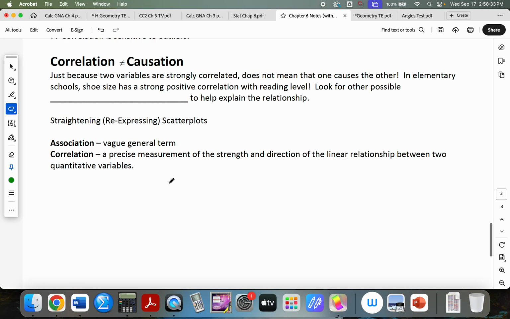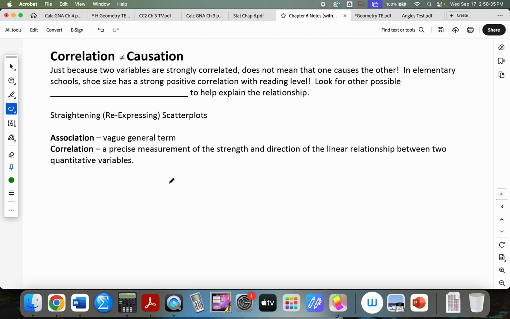All right, so some things to be careful of. The main one being this one. Correlation doesn't mean you're going to have causation. Just because your correlation is nearly 1 or nearly -1 doesn't mean that one thing caused another thing.